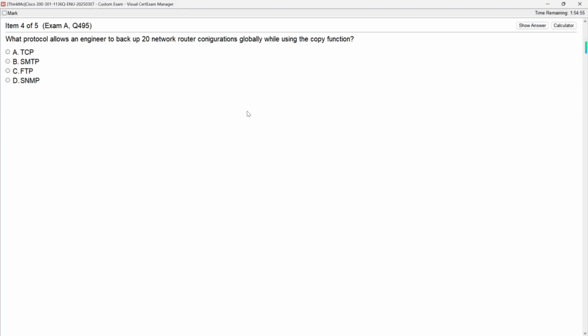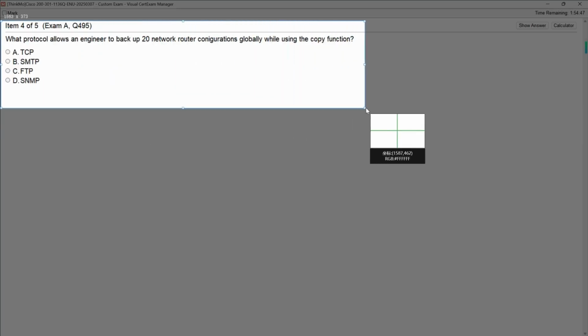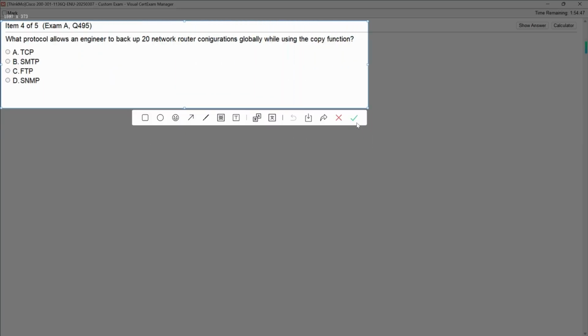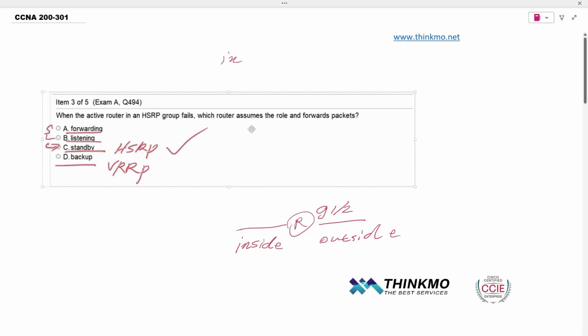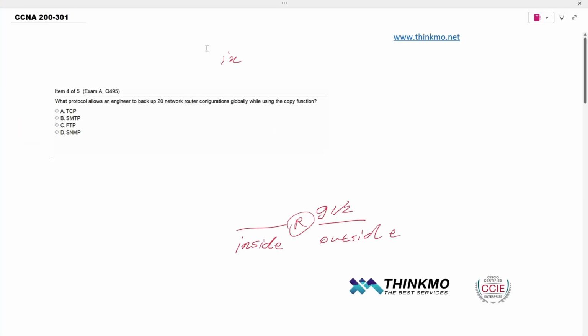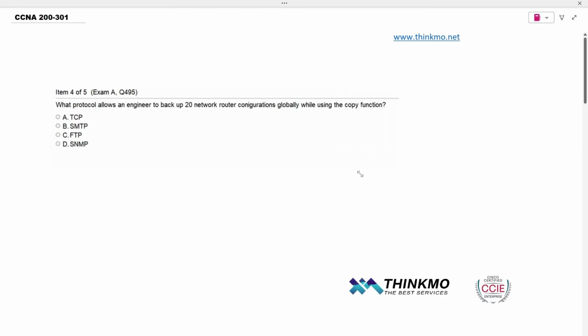All right, question number 4. Question number 4 specifically asks, which particular protocol allows network engineers to effectively utilize the copy function to globally back up the entire configurations of 20 distinct network routers? Now, the key point here is the deployment of 20 routers. The keyword is 20 routers.